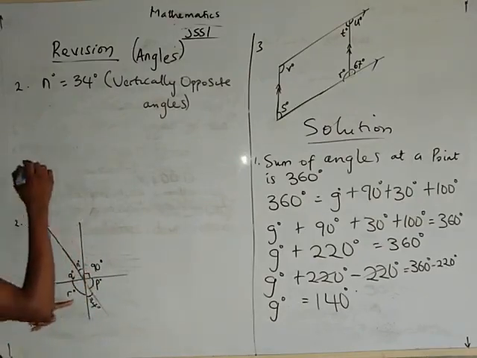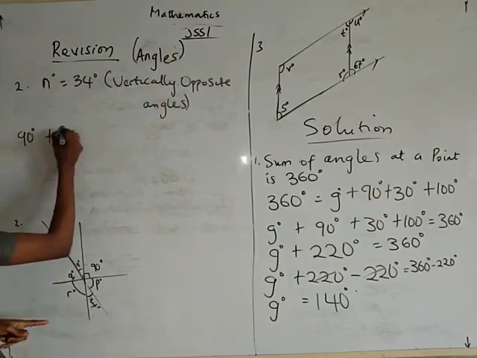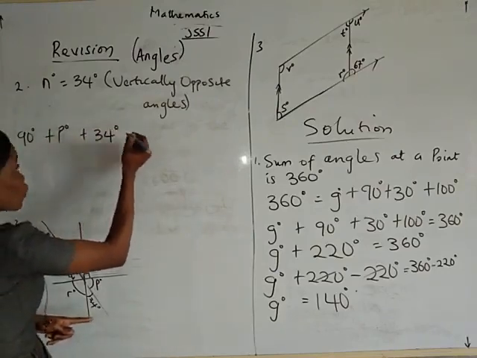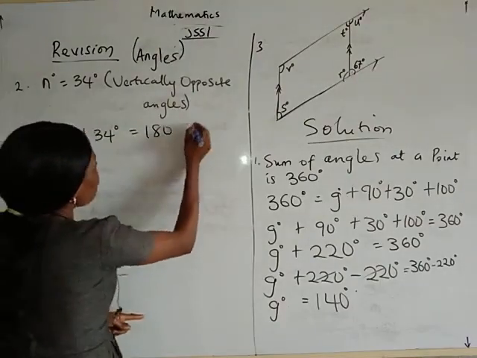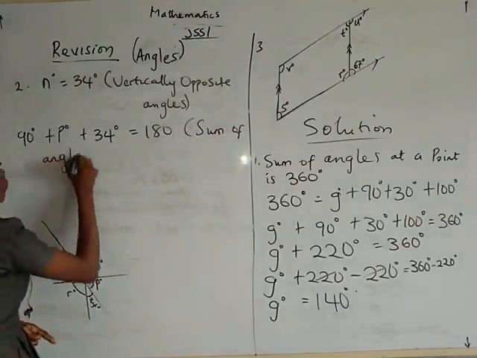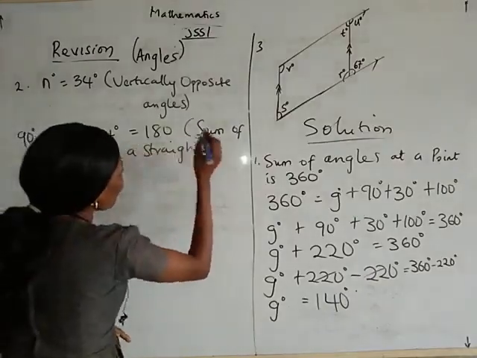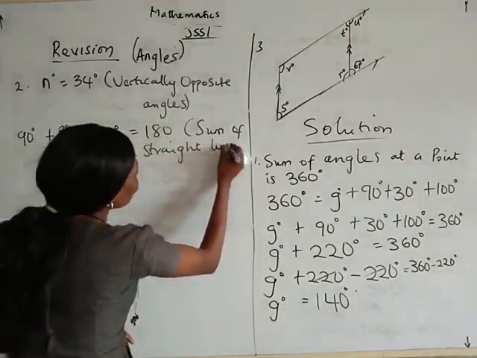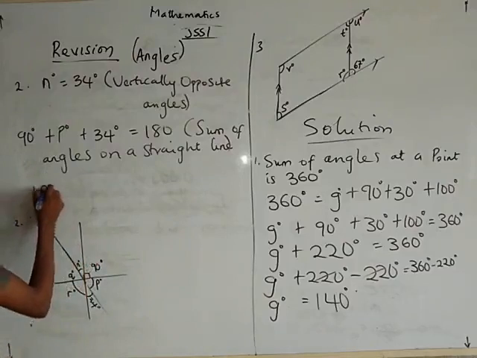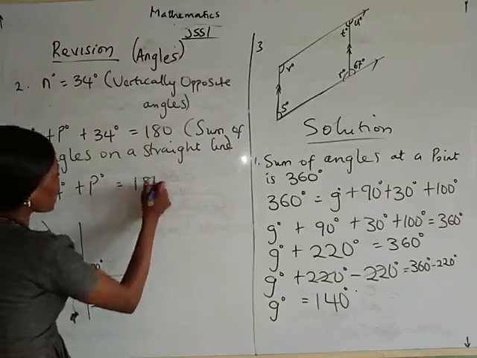So we can say 90 plus P degrees plus 34 should give you 180. And the reason for this is sum of angles on a straight line. So let's treat this. What is 90 plus 34? It should be 124. 124 degrees plus P will give us 180 degrees.